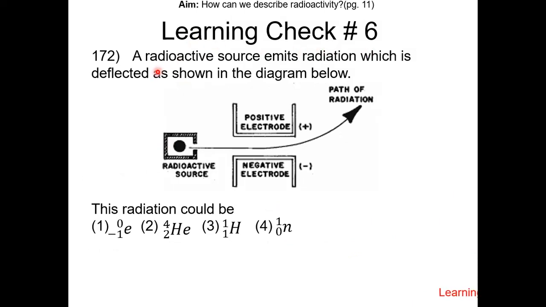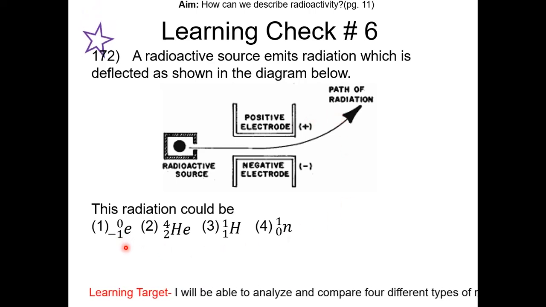Learning check number 6. A radioactive source emits radiation which is deflected as shown in the diagram below. This radiation could be what? Pause the video and resume when completed. The path of the radiation is attracted to the positive electrode. Therefore, the radiation must be negative. So the answer is choice 1.